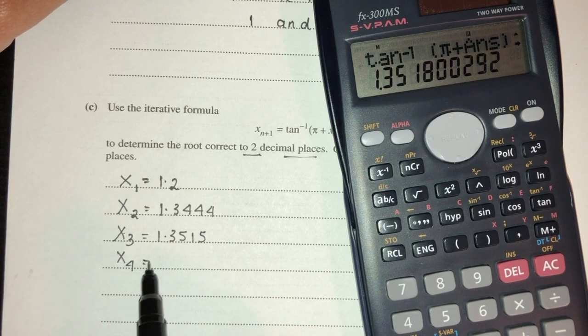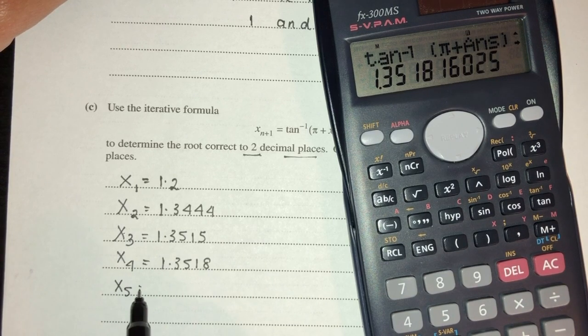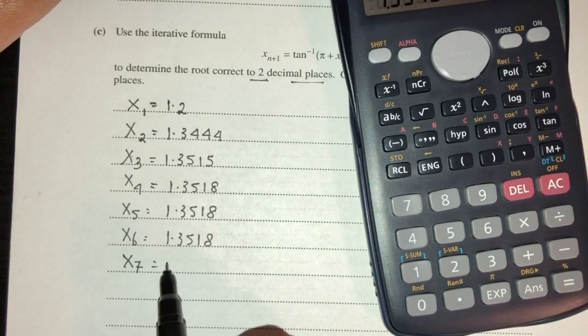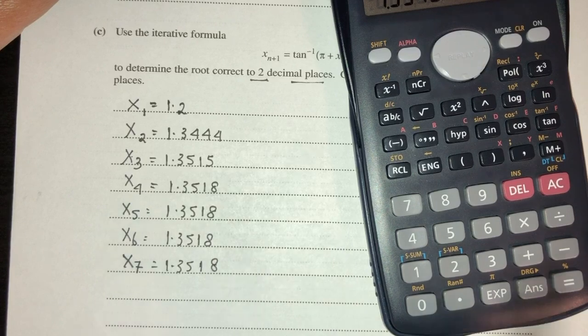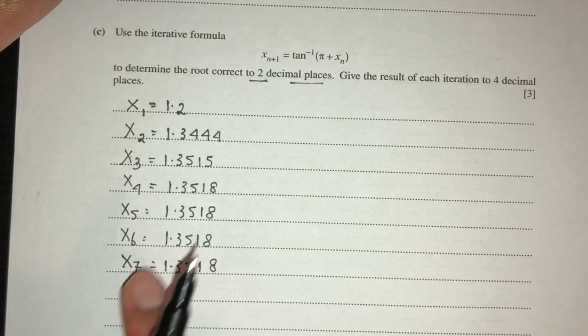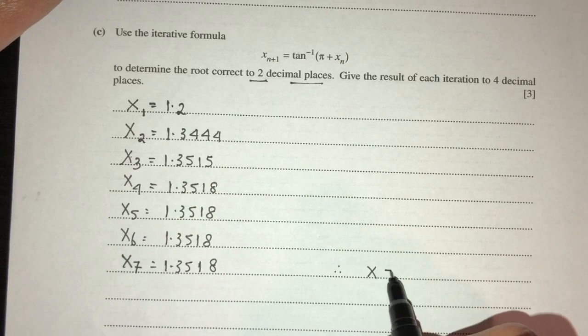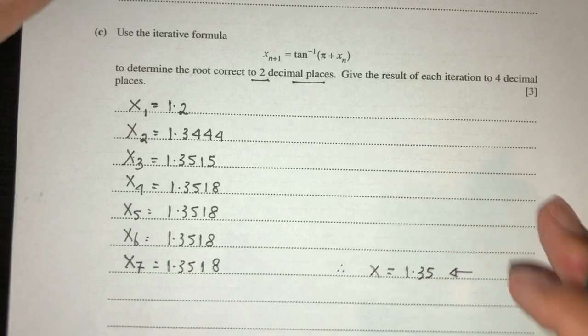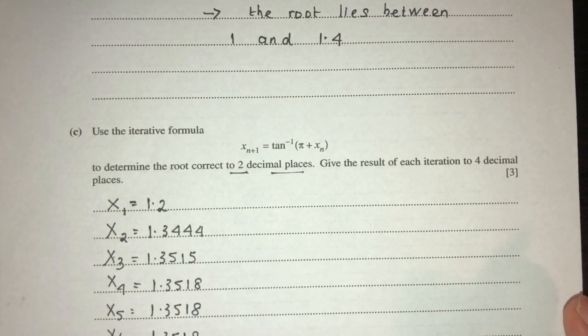x4 will be 1.3518. x5 will be 1.3518. x6 will be 1.3518. Let's do one more. x7 will be 1.3518. So it is confirmed that the last 4 iterations give you the same value. It means that the value of x correct to 2 decimal places should be 1.35. That will be part C of question number 6.